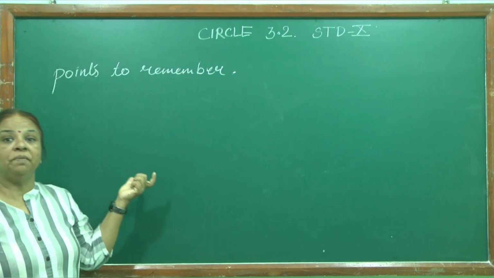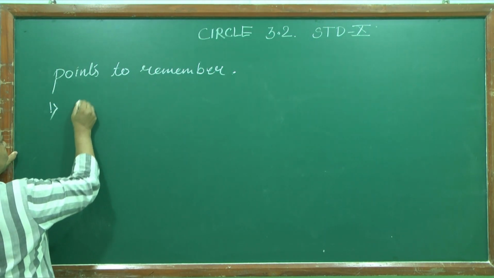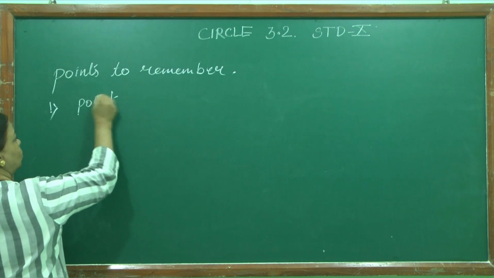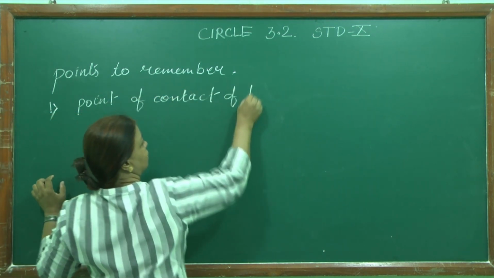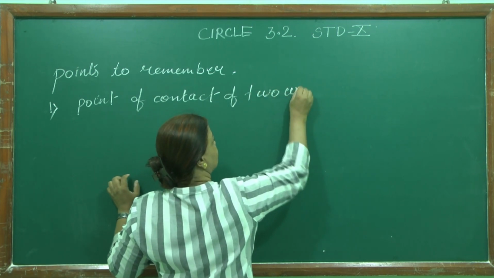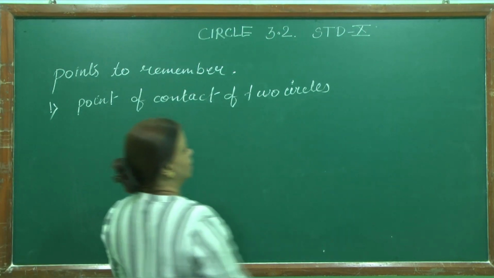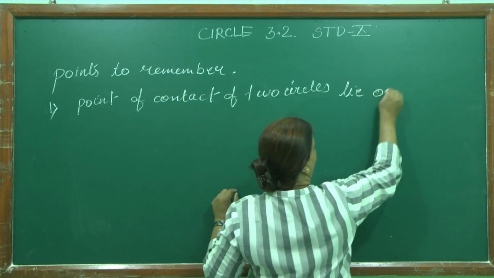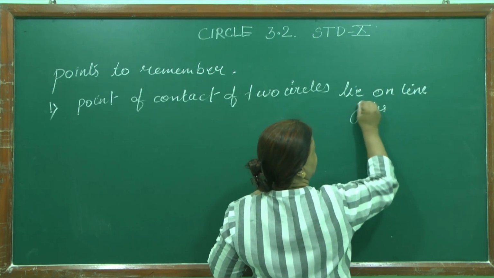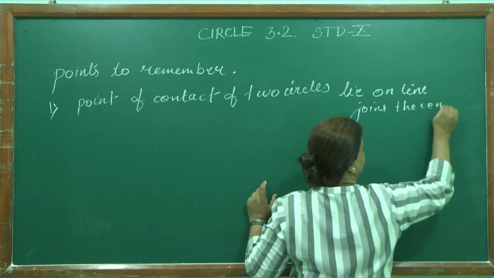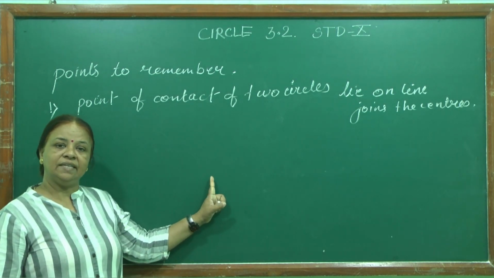So children, what we should remember, first point is the point of contact of two circles. Now only we saw the point of contact of two circles lies on a line. Which line? Which joins the centers. Joins the centers, whether they are externally touching or whether they are internally touching.